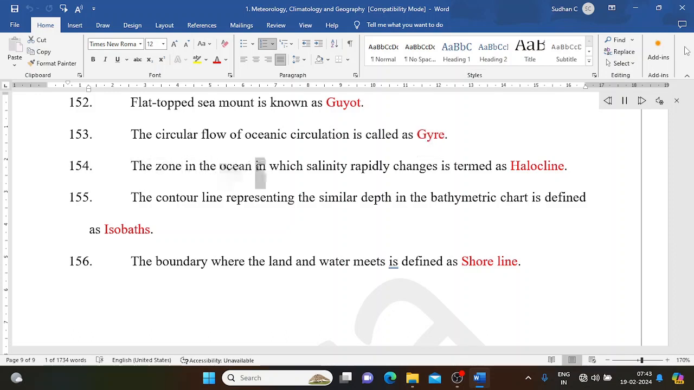The zone in the ocean in which salinity rapidly changes is termed a halocline. The contour line representing similar depth in a bathymetric chart is defined as isobaths. The boundary where land and water meet is defined as the shoreline.